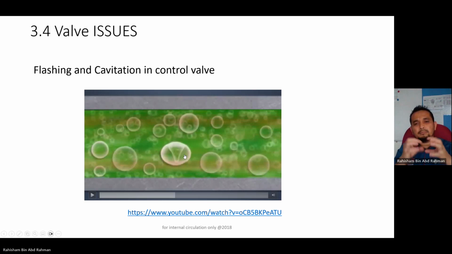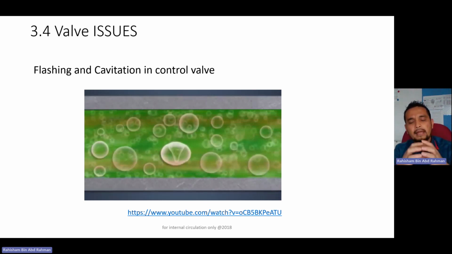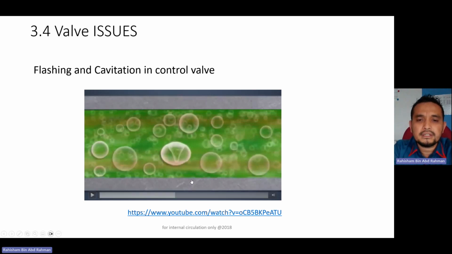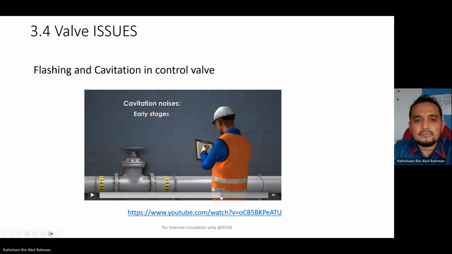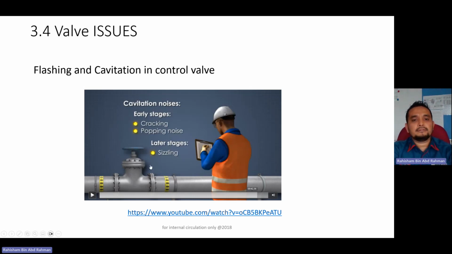If the implosions of small air bubbles occur consistently over a long time with a high force, of course this will cause severe deterioration of the pipeline. If you can see here, like this one mentioned, at an early stage you will see cracking at the pipeline, and of course a noise.